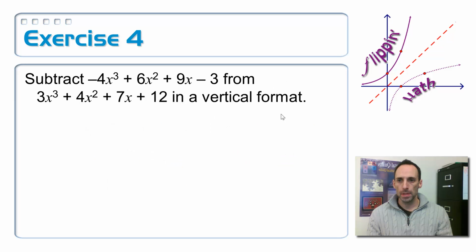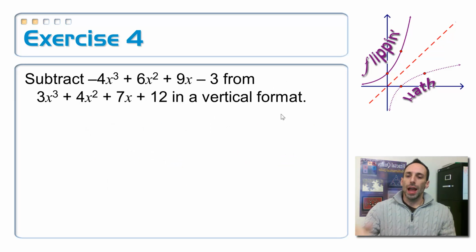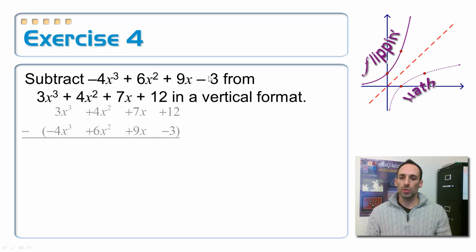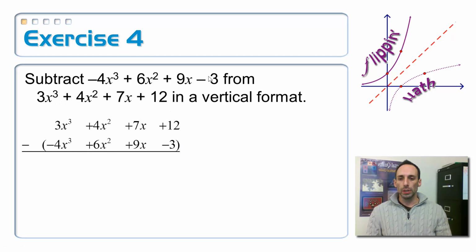Okay. How about in a vertical format? So if I'm going to do this in a vertical format, again, look at the word from. That means that this negative 4x cubed is the second one. Okay, I'm going to write this one on top and this one on the bottom. So this is what the problem should look like. So you still do it just like I did before.